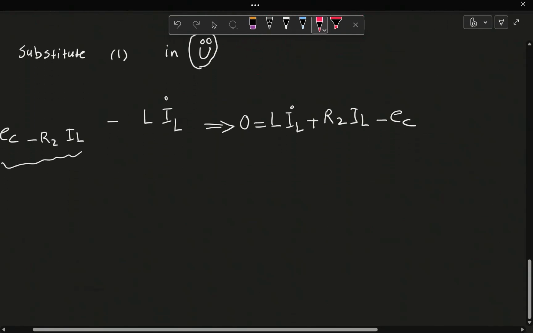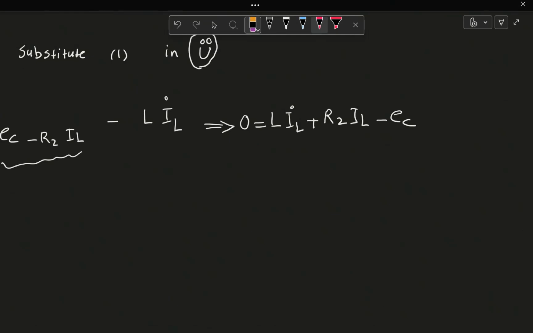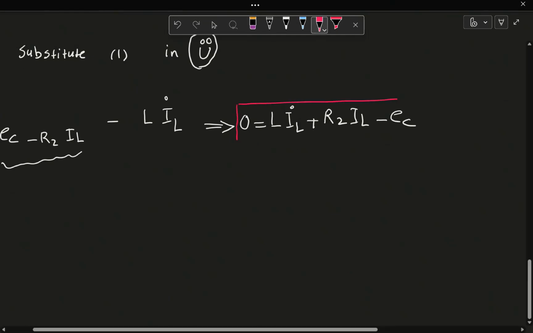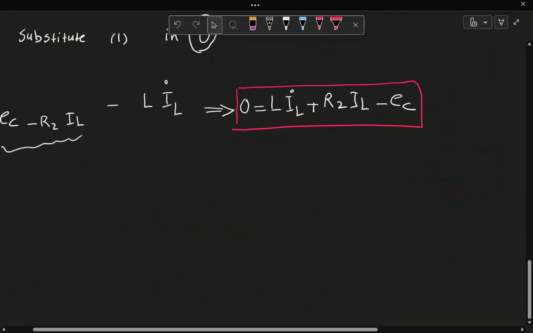Look at this. How many families do you see in this equation? Well, I see two families, the family of IL and the family of EC. In the family of IL, I have two members, IL and IL dot, these two. No sign changes within the family of IL. And for the family of EC, I have only one member. So I can go ahead and safely box this equation. This is one of my differential equations, one of the ODEs.